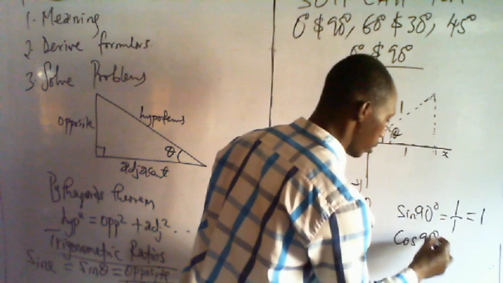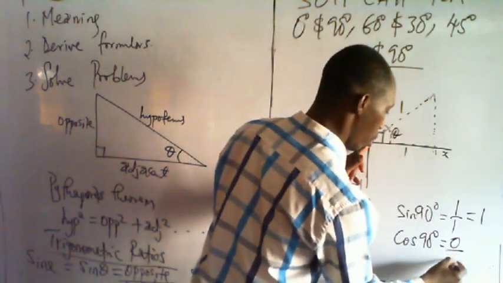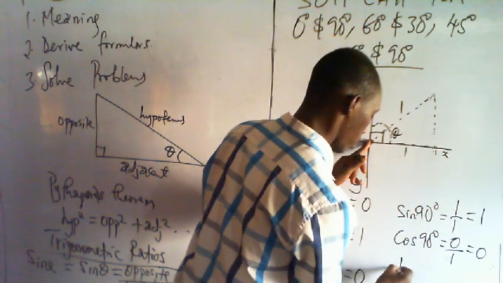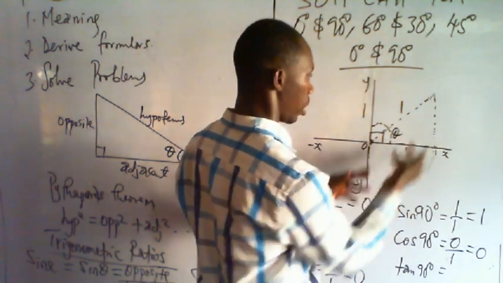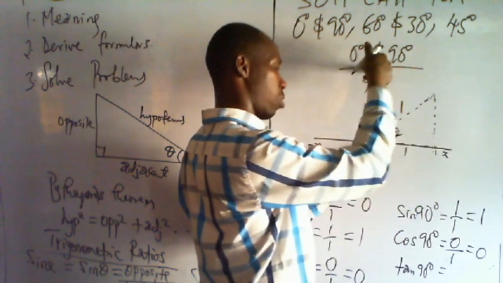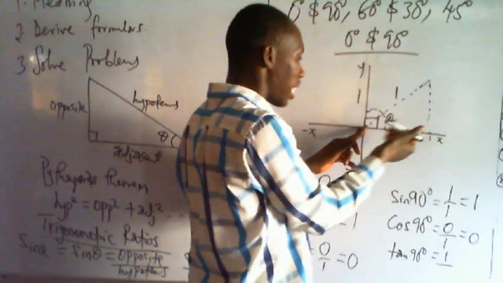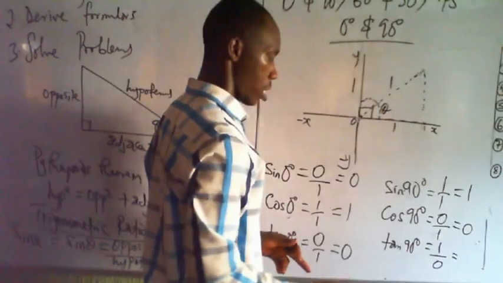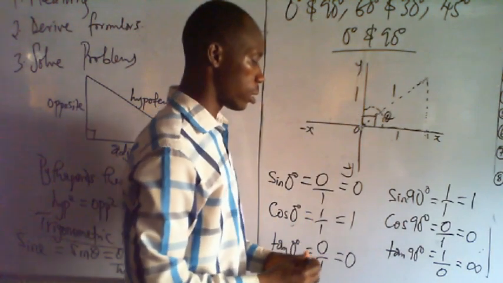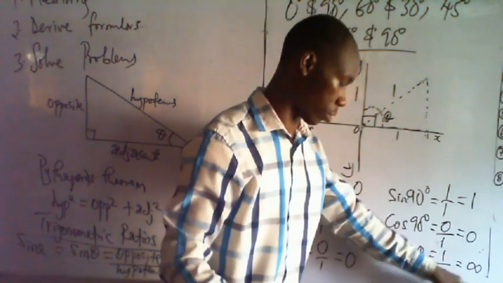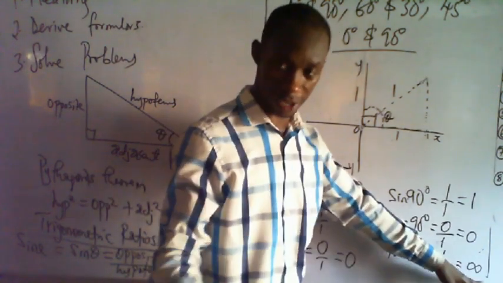Then cos 90 degrees. Our adjacent, by the time this hypotenuse gets to the y-axis, becomes 0 over 1, which is 0. Then tan 90 degrees. Tan 90 degrees is opposite over adjacent. By the time this line of hypotenuse gets to the y-axis, our opposite becomes 1 and our adjacent becomes 0. And whenever you have 1 over 0, it's referred to as infinity. So we have tan 90 degrees to be infinity. You can check it in your calculator. So you press tan 90 degrees, it will give you math error telling you that it's infinity, no specific value for it.